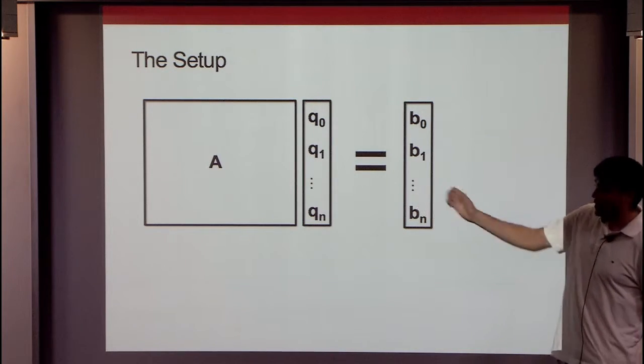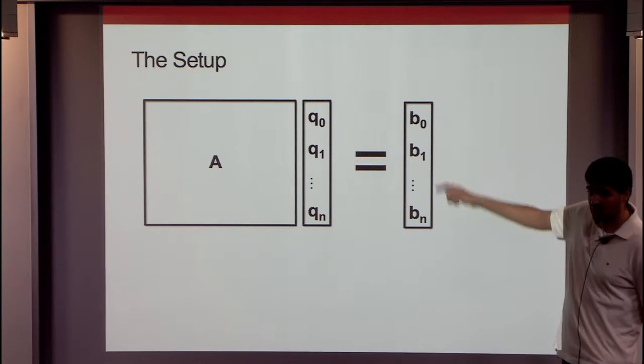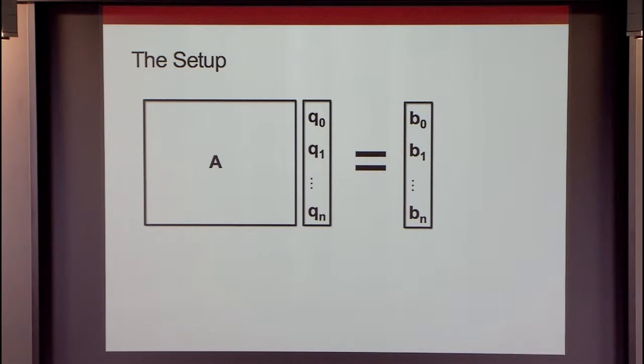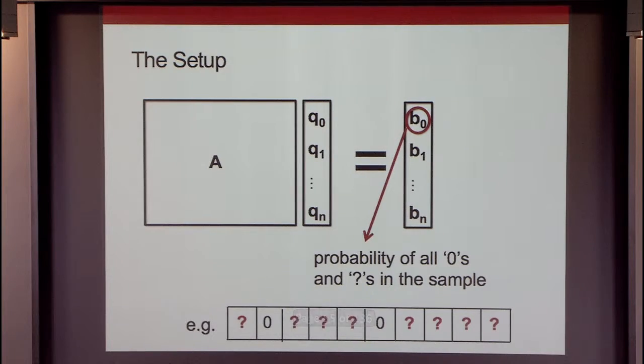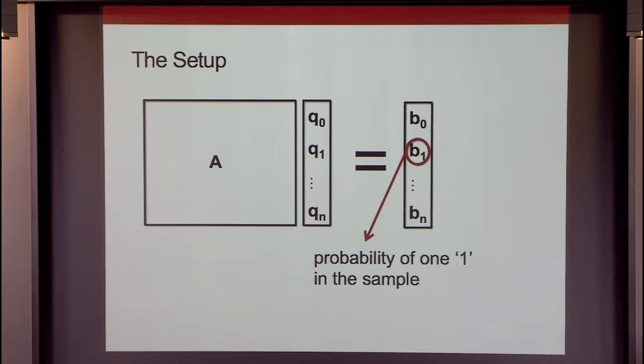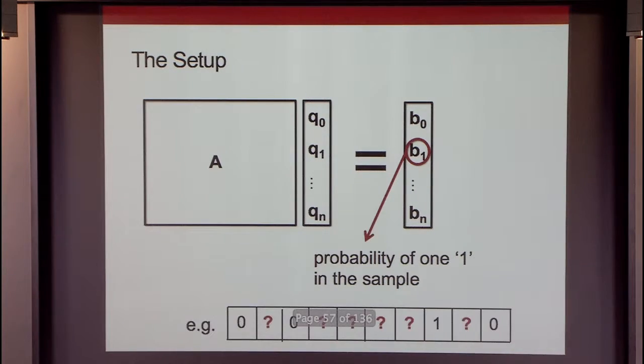Just to complete this picture, if this is my linear system, what would B0 be? The interpretation is just the probability that when we take a sample from our model, what we observe has only zeros and question marks, so that we get a string that looks like this. In the same way, B1 is the probability that we observe just one 1, and the rest of them are zeros and question marks. So we observe something like this.